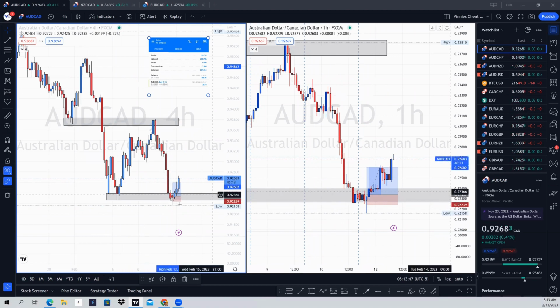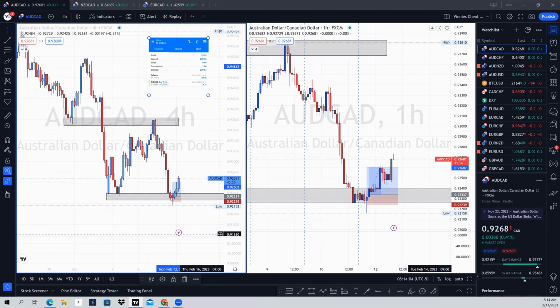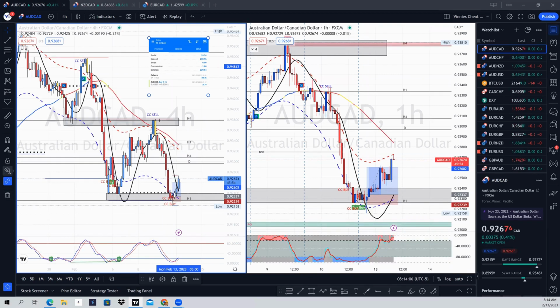So automatically, since I have a cheat code signal on the 4-hour time frame, I'm going to have one also on the 1-hour time frame. And obviously, there's going to be one on the 15-minute time frame. So I have an edge in the market by having 3 time frames in alignment. Okay, so let's go ahead and turn on the indicator real quick.